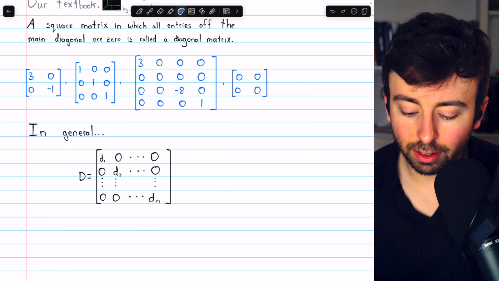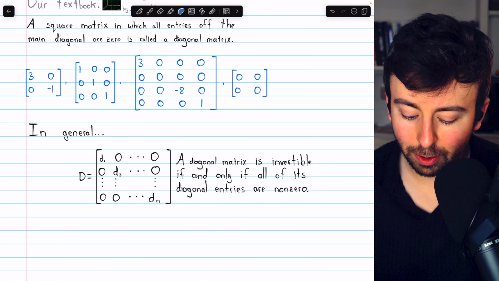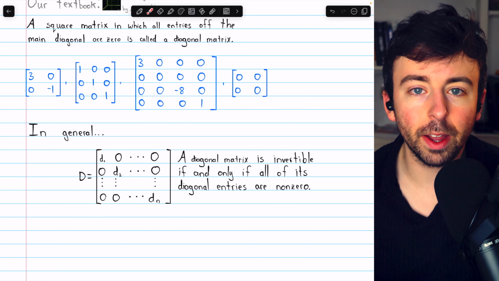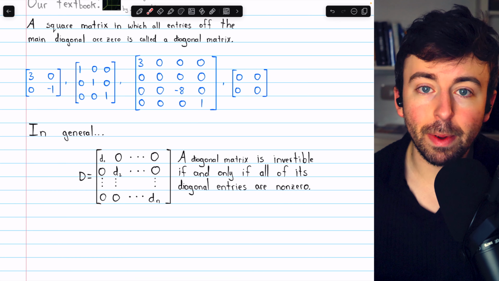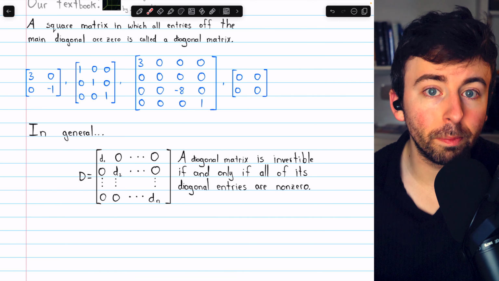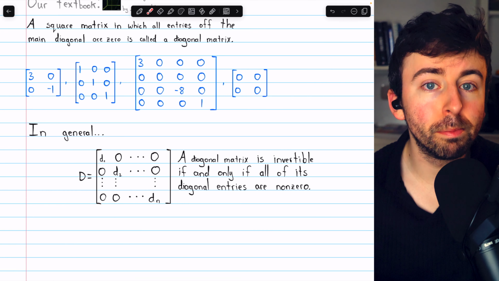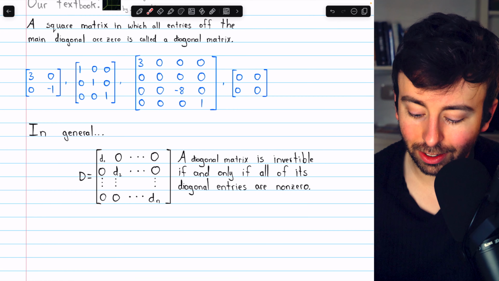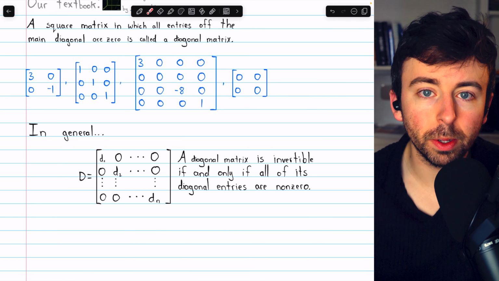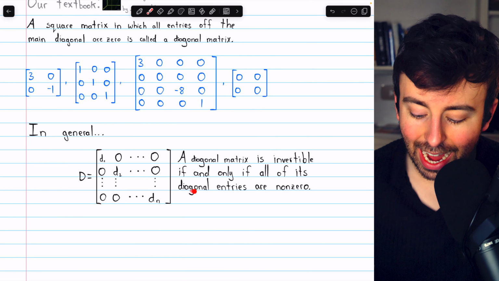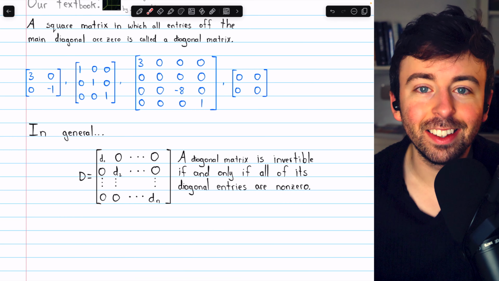Now, one of the nice things about a diagonal matrix is that it's very easy to determine if a diagonal matrix is invertible or not. We already said that a matrix can have a 0 on its diagonal and still be a diagonal matrix. But if a diagonal matrix has no zeros on its diagonal, then it's invertible. A diagonal matrix is invertible if and only if all of its diagonal entries are non-zero.